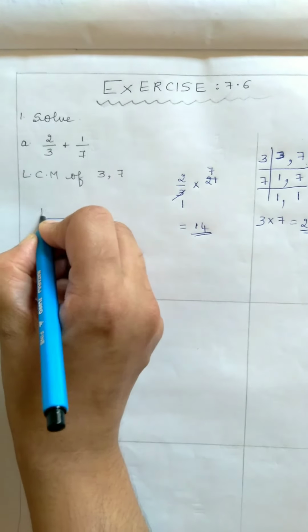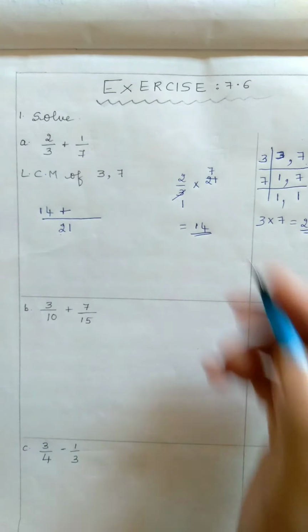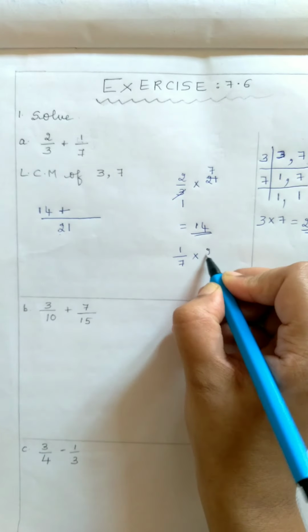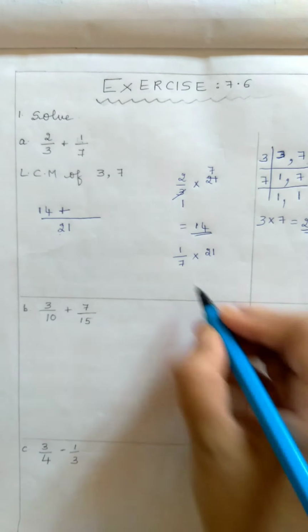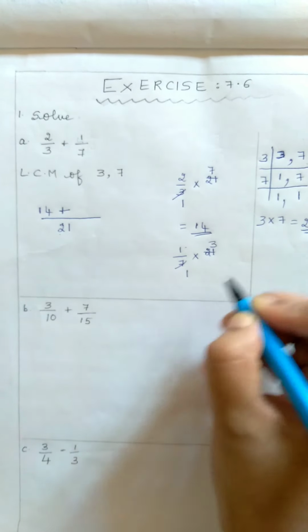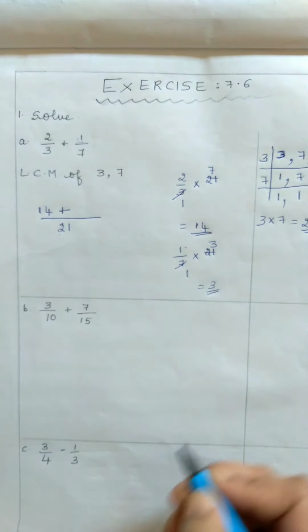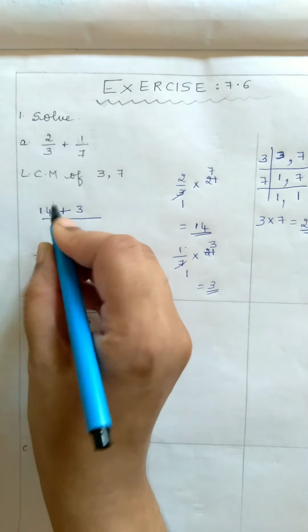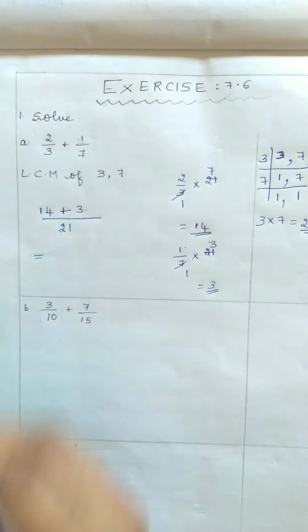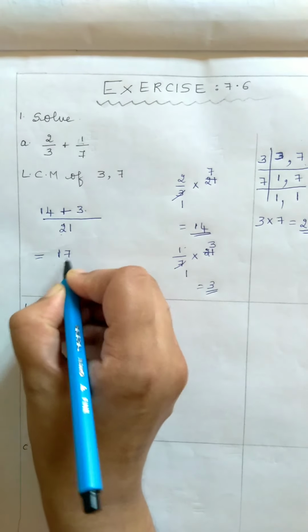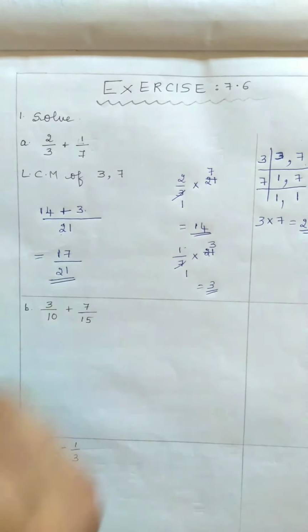Right here 14 plus. Again you have here 1 by 7. Multiply with the LCM. Now we have 7 ones are 7. 7 3s are 21. 3 ones are 3. Substitute here. 14 plus 3 by 21. Add 14 plus 3. 14, 15, 16, 17. 17 by 21 will be the answer of 2 by 3 plus 1 by 7.